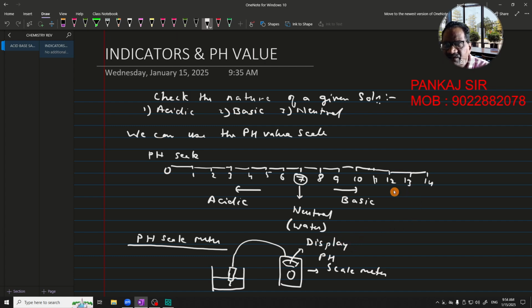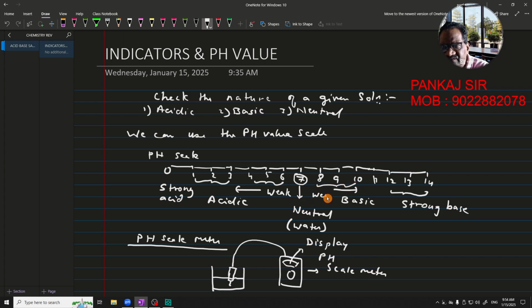So this portion, that is the extreme right portion, indicates strong bases. The extreme left readings indicate strong acids. This is how you have to classify into strong and weak acids and bases. Now these can be considered as weak acids and these can be considered as weak bases.